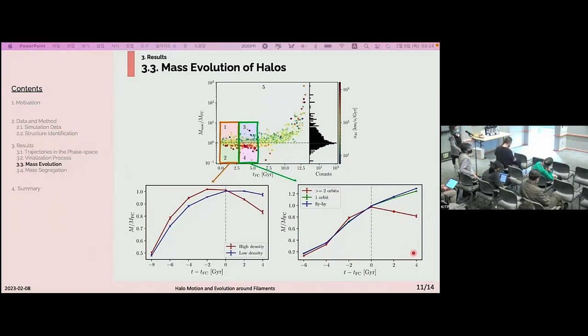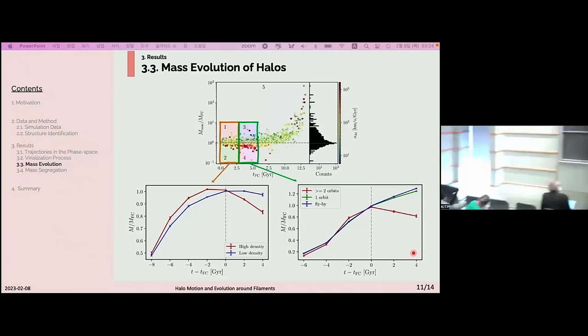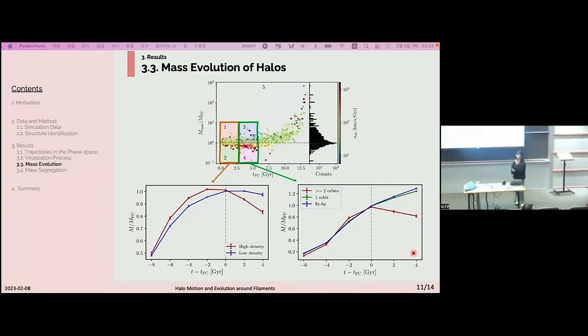Well, including the hydro simulation gas accretion, the hydro part would be our next work, our next project.